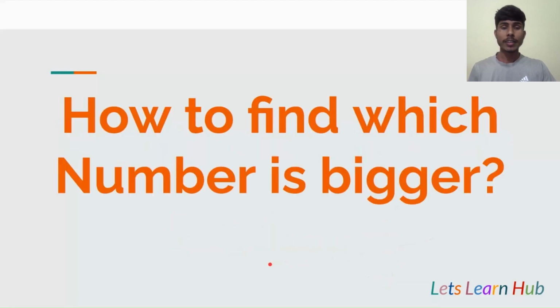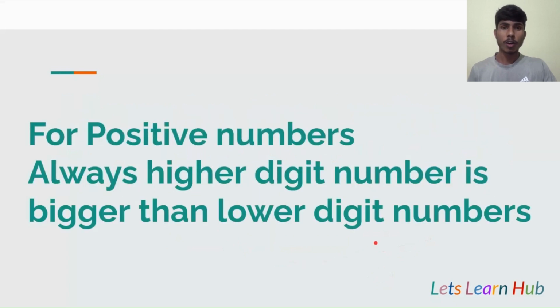so how do we find which number is bigger? If I give you two numbers, how will you find which number is bigger among them? There are two simple rules that you need to follow. First of all, you need to see if both the numbers are positive or not. If both are positive, then we have two simple rules. The first rule is, for positive numbers, the number with more digits is always bigger than the number with fewer digits.